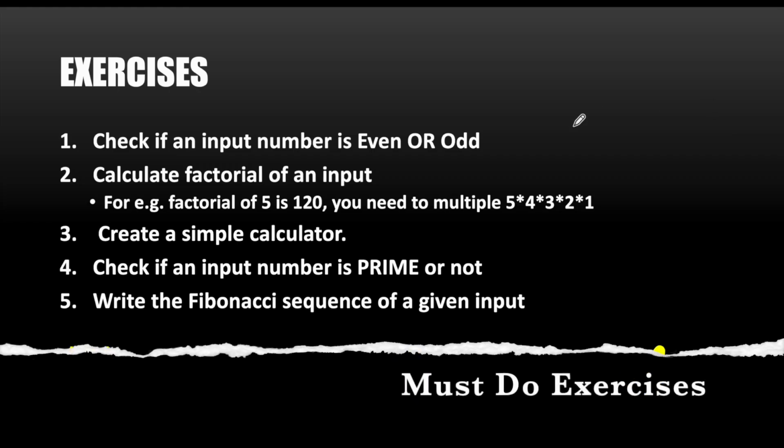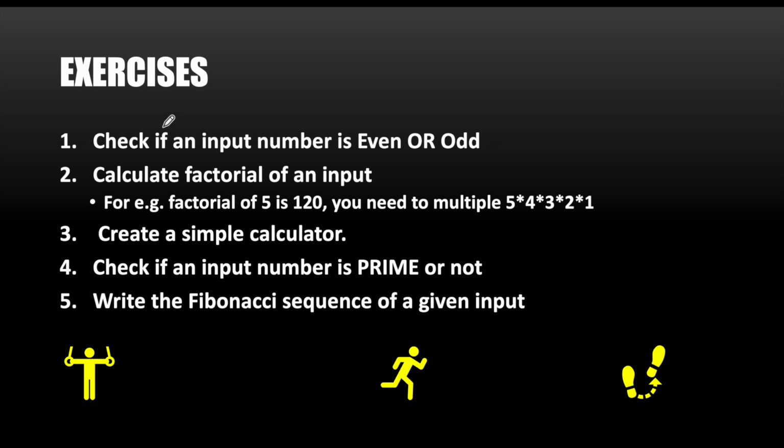So what are the exercises which we have to do in this specific chapter? We have to do these 5 exercises. Again, they are very simple exercises. Input number is even or odd, calculate the factorial, make a simple calculator, check if a number is prime or not, and write the Fibonacci series.